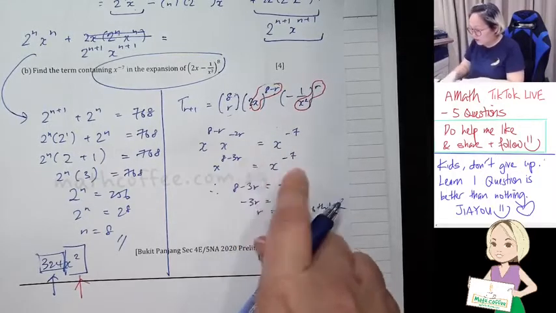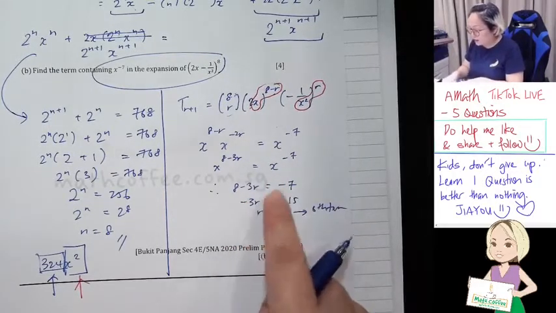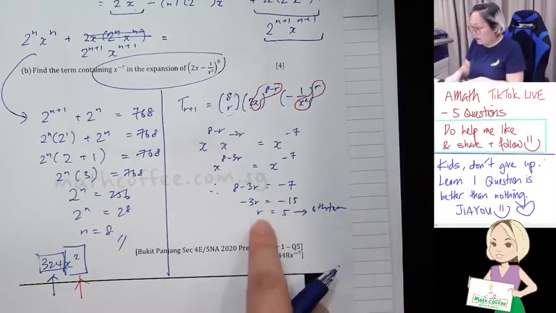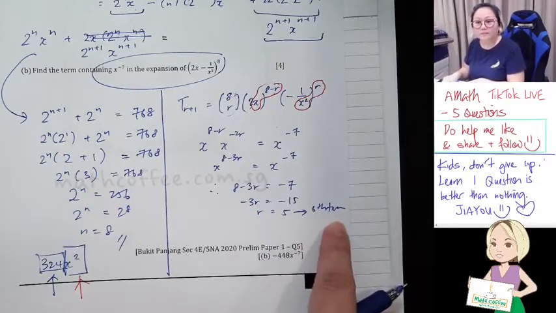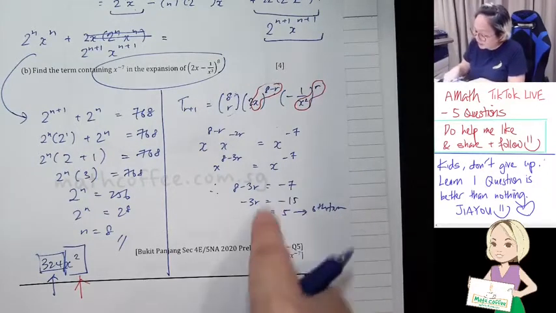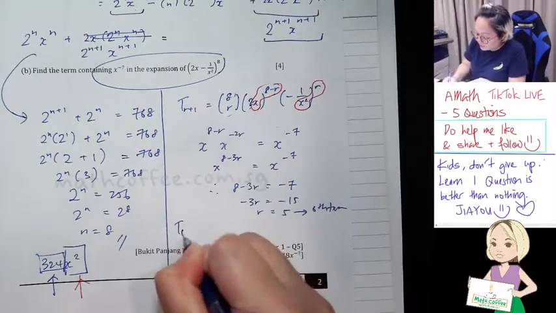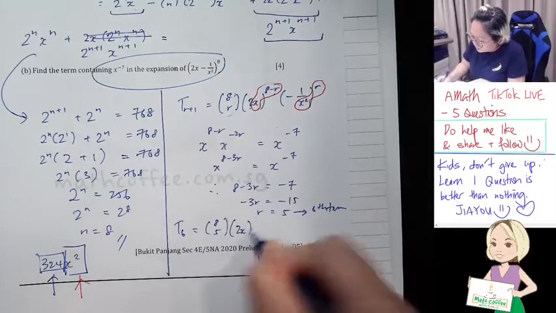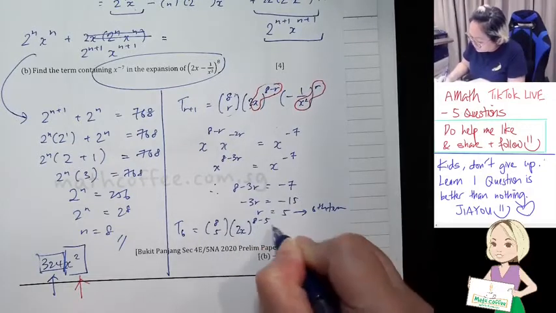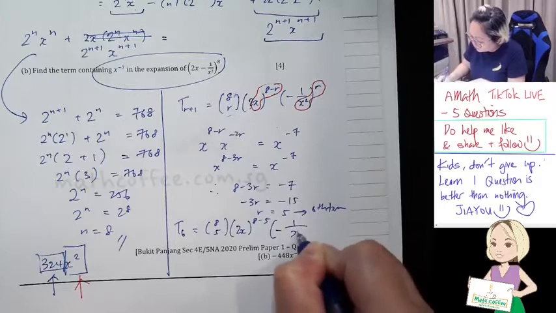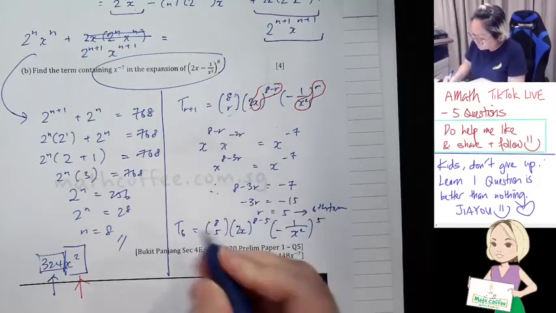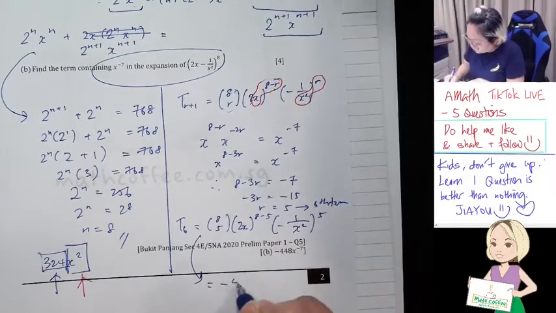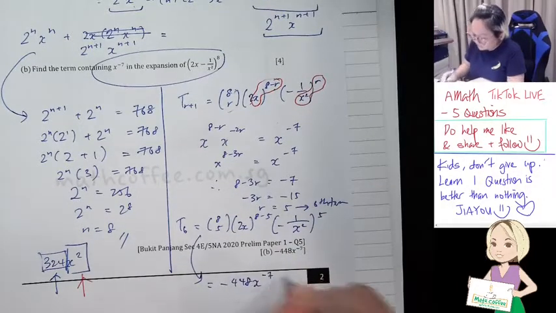So then after that, x to the power of minus 7, so make it an equation. So you have 8 minus 3r equals to negative 7. Minus 3r equals to minus 15. So r equals to 5. So I know it will be the sixth term. So now put back r equals to 5 into here. That means now it's the sixth term, so it will be 8C5 times 2x to the power of 8 minus 5, times minus 1 over x squared to the power of 5. Okay, so press the calculator and you will get minus 448 x to the power of minus 7.